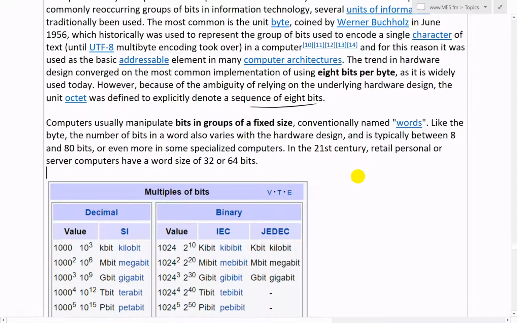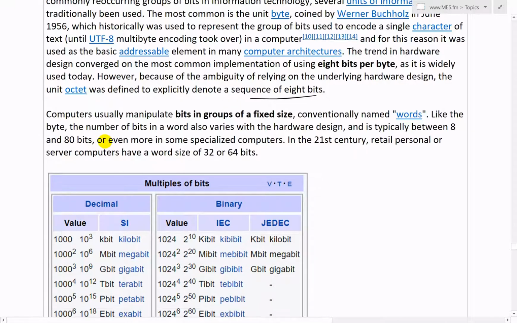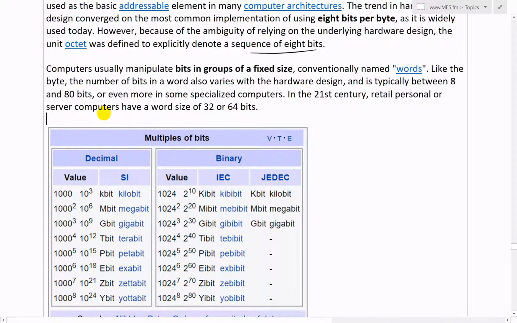Computers usually manipulate bits in groups of a fixed size, conventionally named words. Like the byte, the number of bits in a word also varies with the hardware design, and it is typically between 8 and 80 bits, or even more in some specialized computers. In the 21st century, retail, personal, or server computers have a word size of 32 or 64 bits.